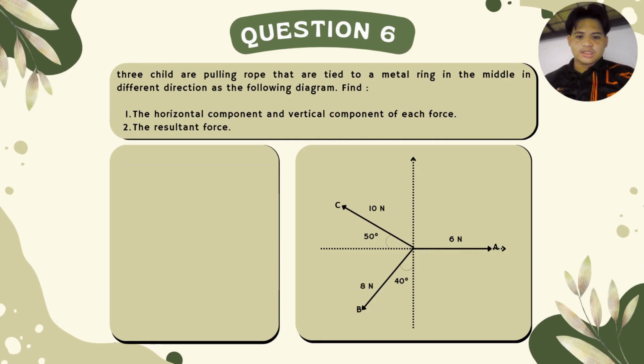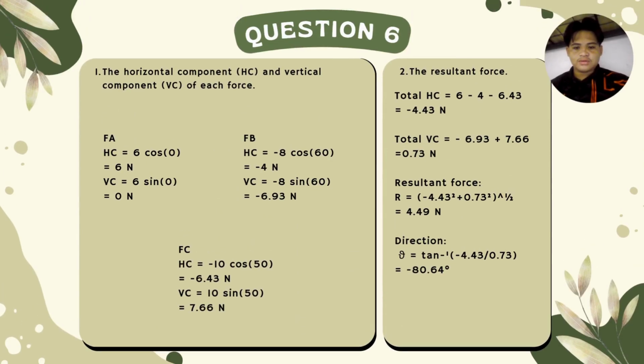Okay, for question 6, we have two children pulling ropes that are tied to a metal ring in the middle, in opposite directions as in the following diagram. We need to find the horizontal component and vertical component of each force and the resultant force. First, we find the components of each force. For force A, the horizontal component is 6 Newton and the vertical component is 0 Newton.